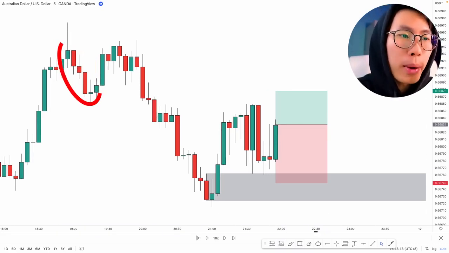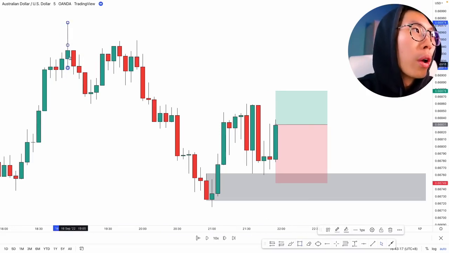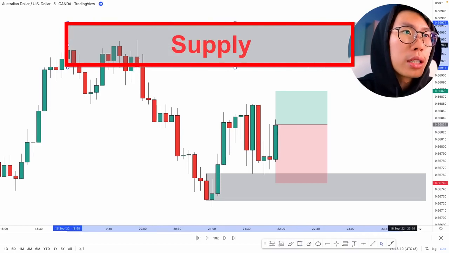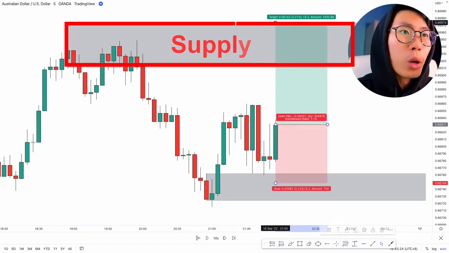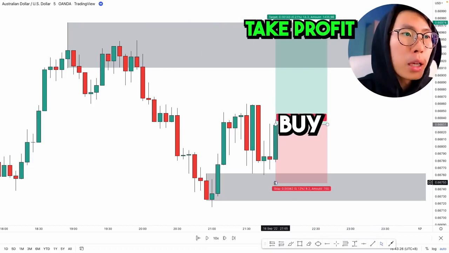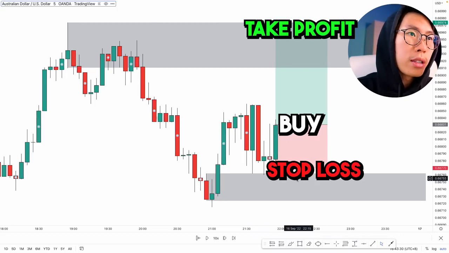So how I mark up my supply zone, remember, is that you want to look at the previous candlestick, mark the high to the low, and literally drag it up just like this. So I'll place my take profit all the way up at this supply area right here, and place my stop loss a little bit tighter, somewhere right around here, below this bullish engulfing candlestick. And this is like 1:2. Let's see how this trade plays out.